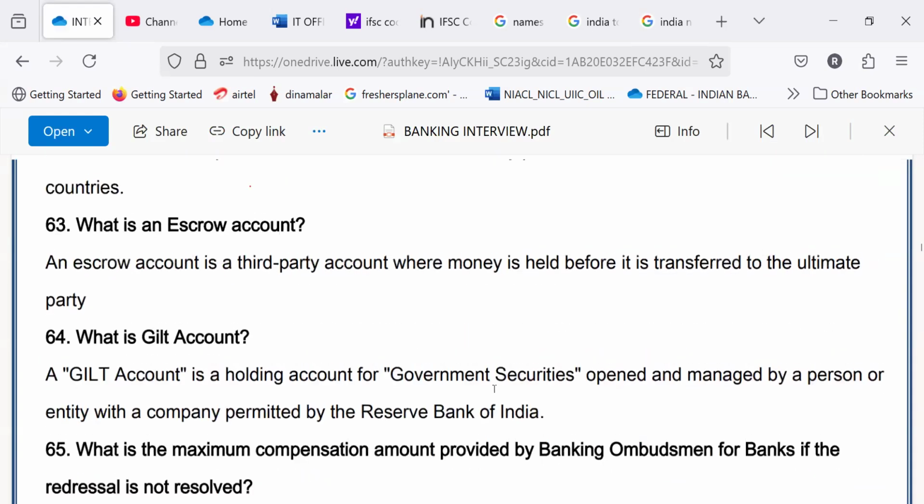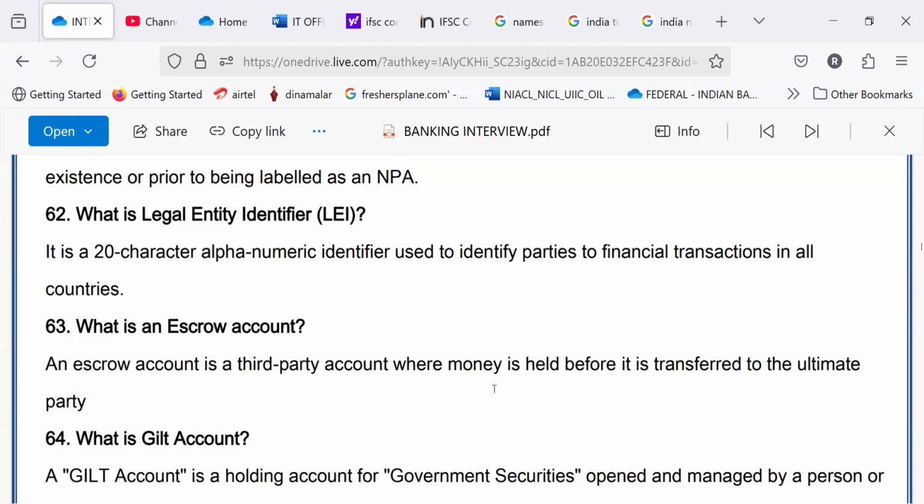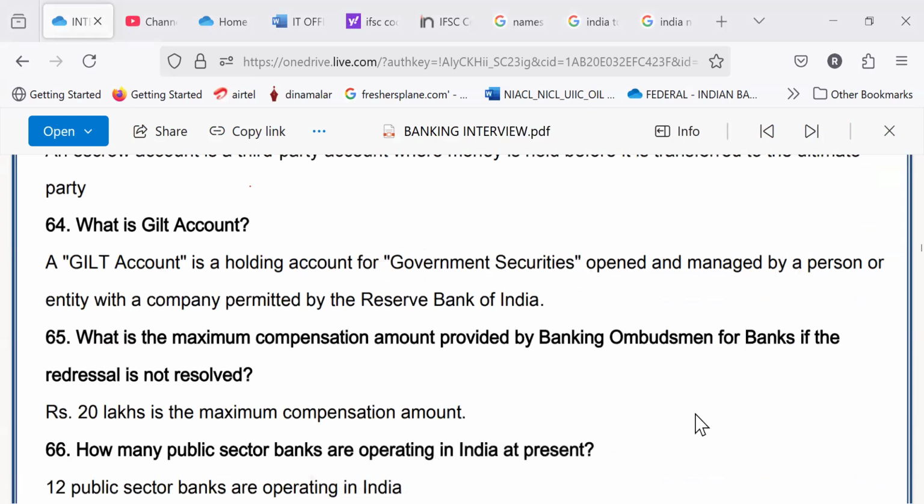And what is an escrow account? An escrow account is a third-party account where money is held before it is transferred to the ultimate party. What is gilt account? A gilt account is a holding account for government securities opened and managed by a person or entity within a company permitted by the Reserve Bank of India.